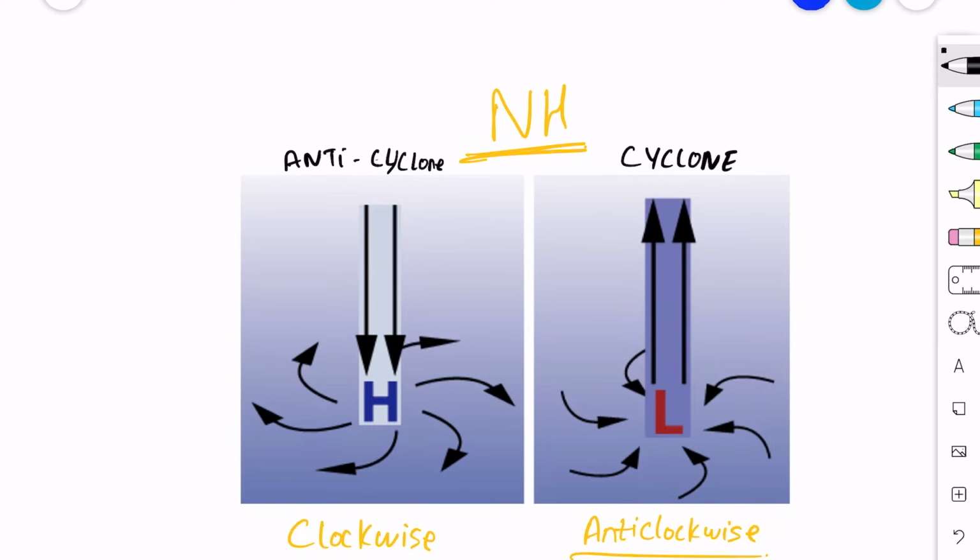In the southern hemisphere, it will be the complete opposite. So in the southern hemisphere, around a high pressure, winds will be anti-clockwise, and around a low pressure in the southern hemisphere, winds will be clockwise.